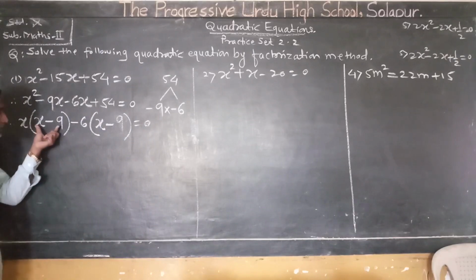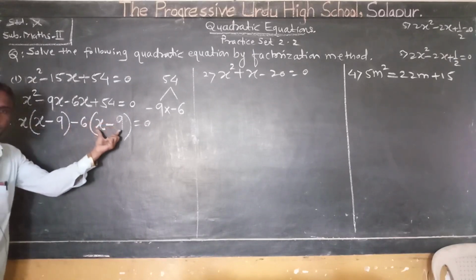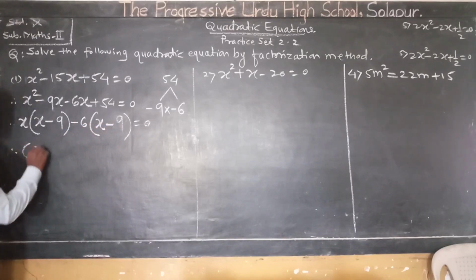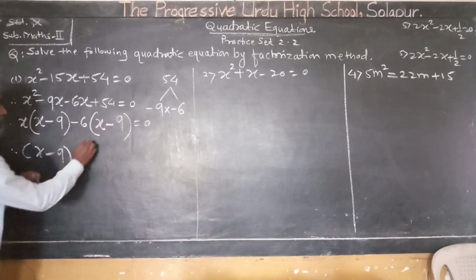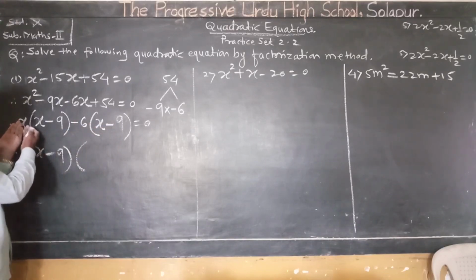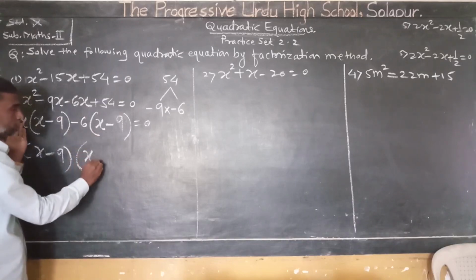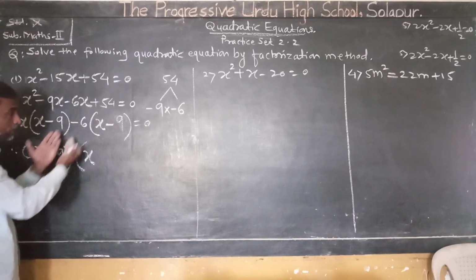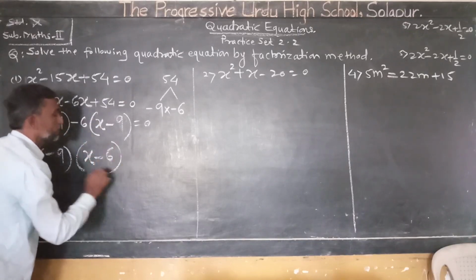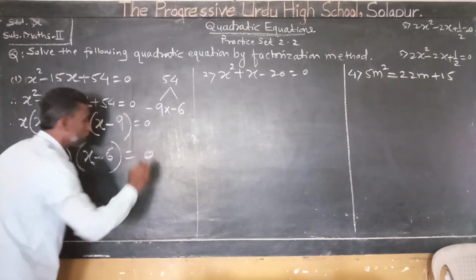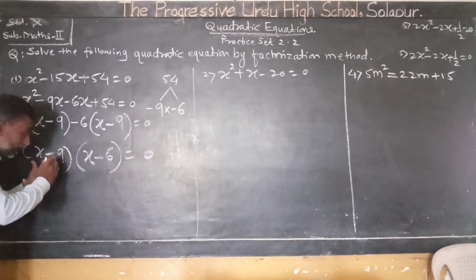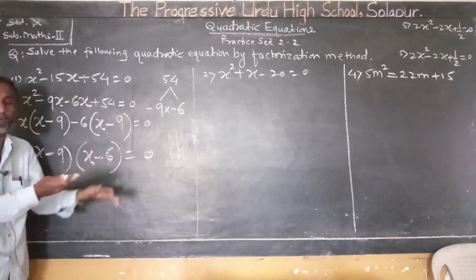Again, x minus 9, x minus 9, this we can take common. Therefore x minus 9. What will remain here? x will remain; write it in the next bracket. What will remain here? x minus 9 we have taken common, minus 6 will remain. Complete the bracket is equal to 0. In this way linear factors are formed. Equate each linear factor to 0.